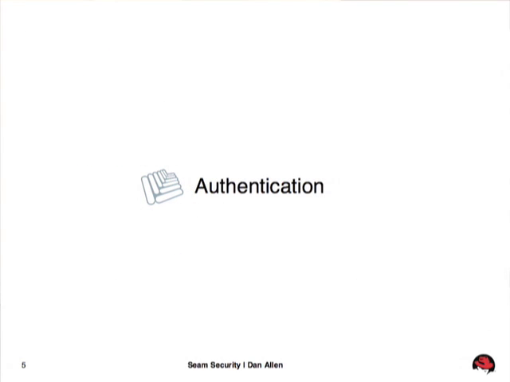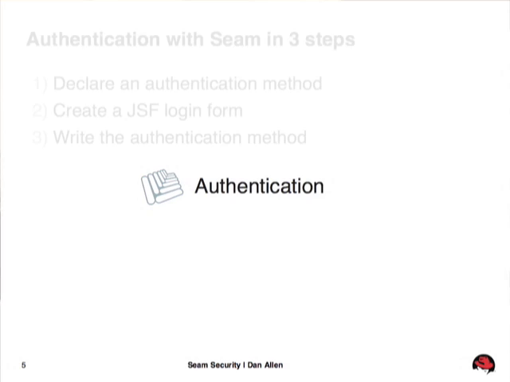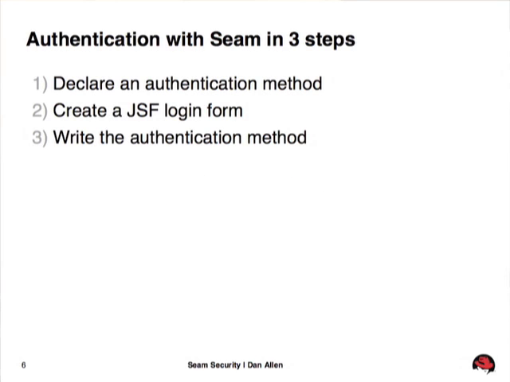So let's start with authentication. You can get started with authentication in SIEM in three simple steps. Now this is the baseline, basic, entry-level authentication in SIEM. Then we'll look at doing it a little bit more sophisticated. So first you have to declare an authentication method. This is something that says, Boolean yes or no, you're logged in, those credentials are okay. Create a JSF login form. And then finally, you need to write that authentication method, fill it out with the actual logic.